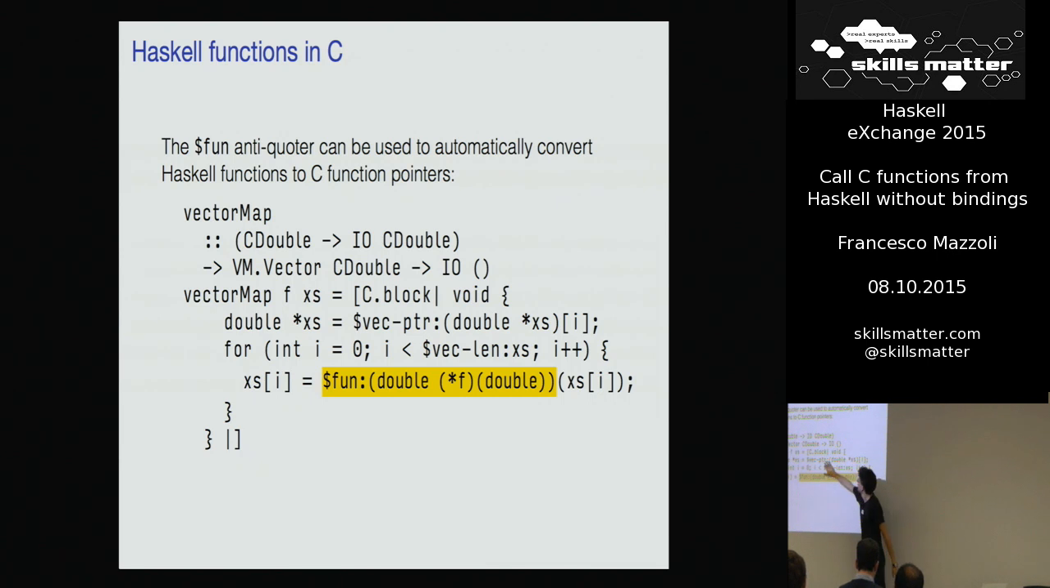So here we're getting the pointer to the vector in the way we've seen before. We're also assigning it to a variable so that we don't need to continuously mention it. We're getting the length directly here. And then here we're getting a function pointer to the Haskell function. And we do this with this fun anti-quoter. So we have backlen, we have back pointer, and we have fun.